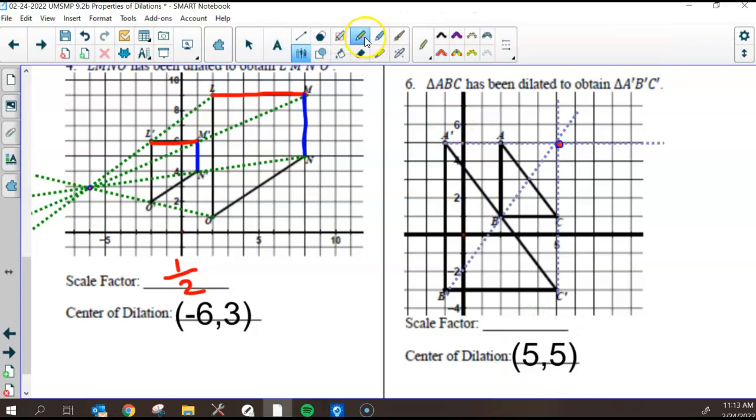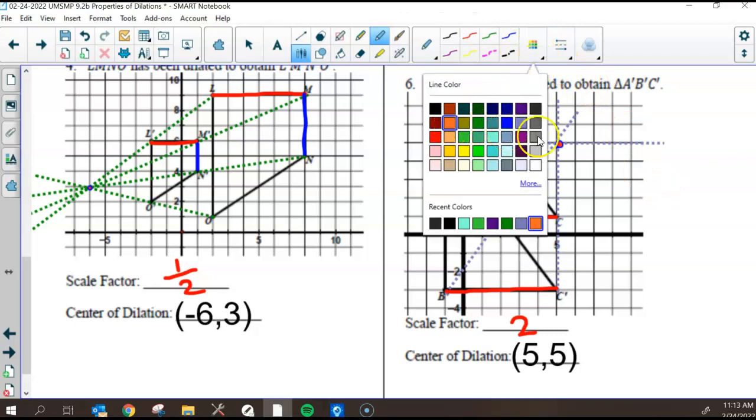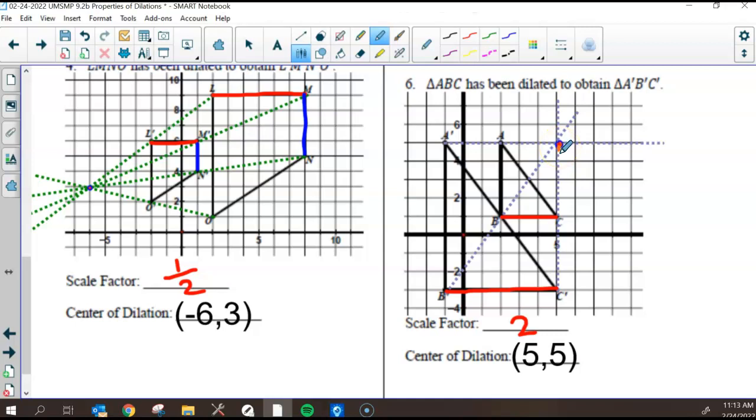And again, we can find the scale factor by measuring a couple of different things. We can measure the corresponding parts. So BC is 3 and B prime C prime is 6. So the 3 changes to a 6 by multiplying it by 2, making that scale factor 2. Another way that we can do this is we can measure from the center of dilation. From the center of dilation to point C, that's 4. And from the center of dilation to C prime is 4, 5, 6, 7, 8. So how does a 4 change to an 8? By multiplying by 2, with that scale factor of 2.